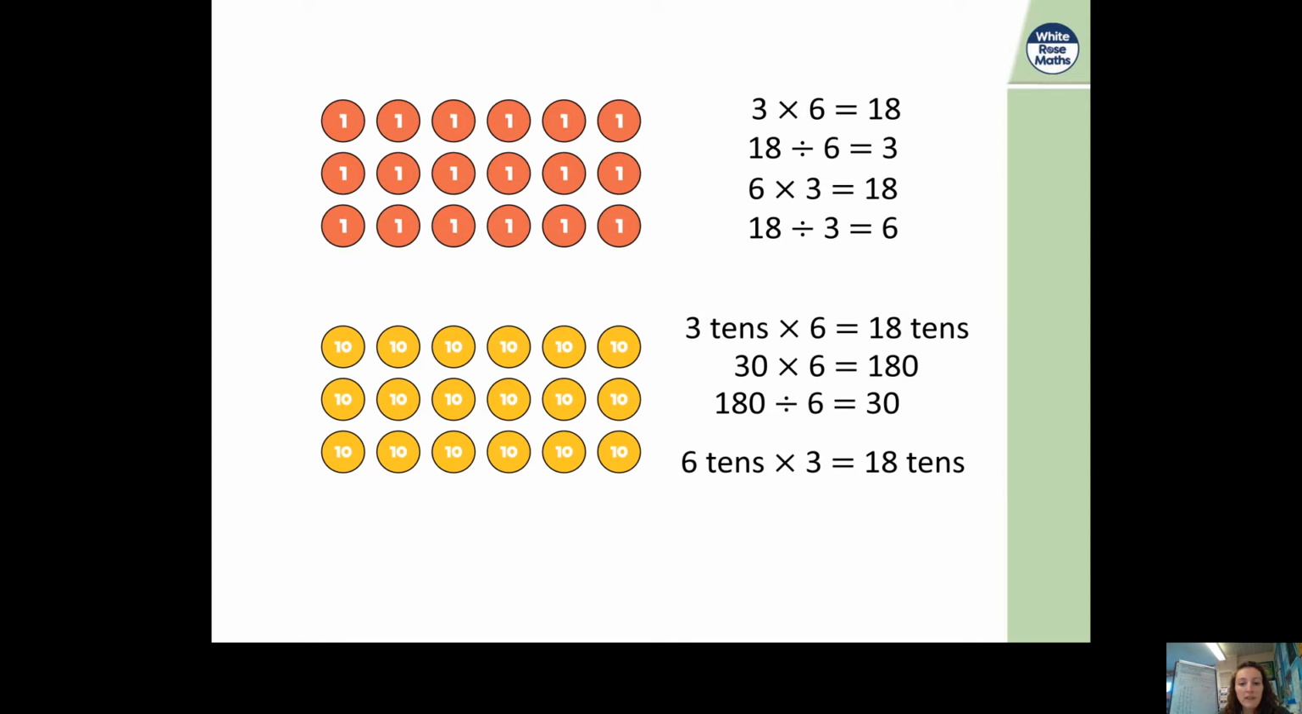6 tens times by 3 again is 18 tens. So 60 times by 3 is 180. And 180 divided by 3 equals 60.